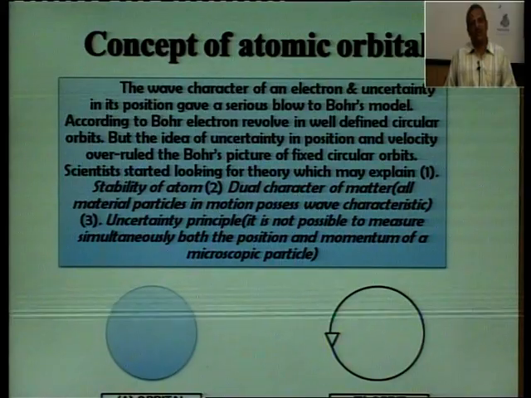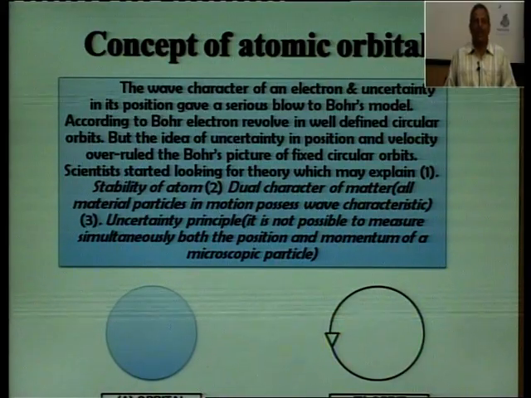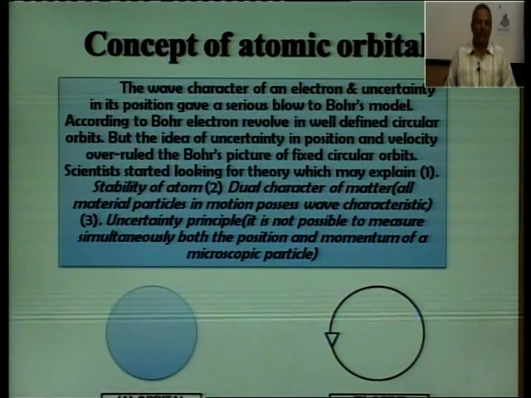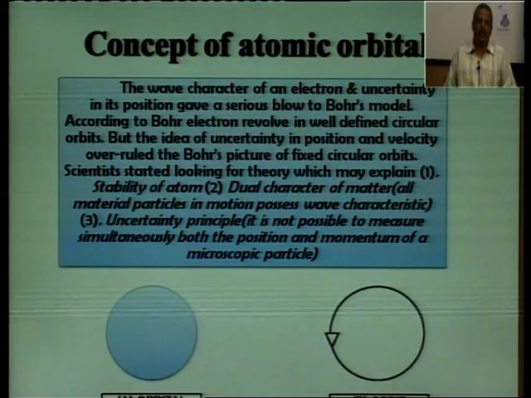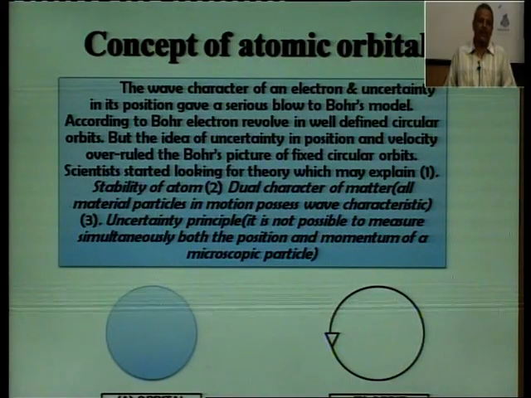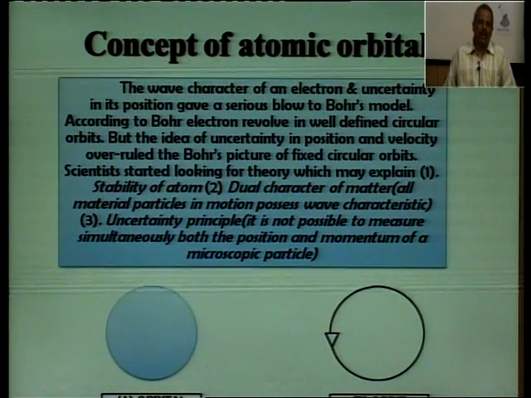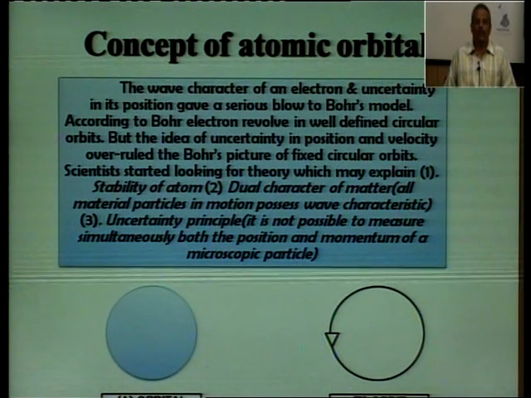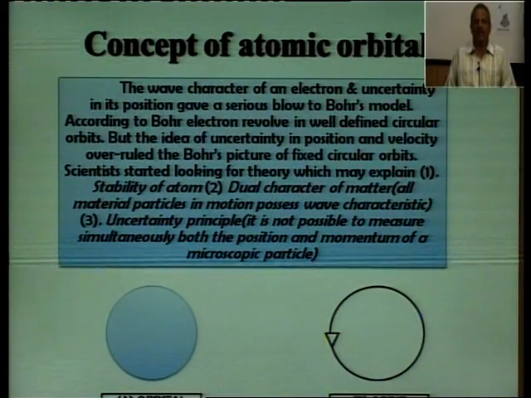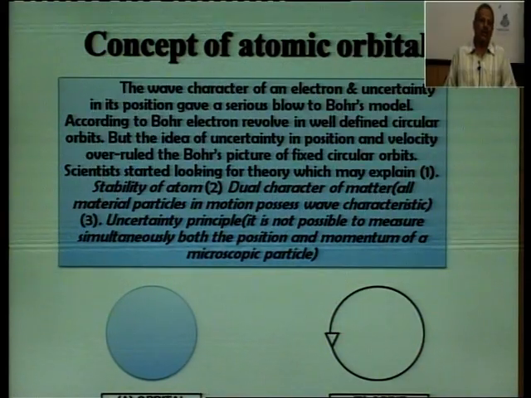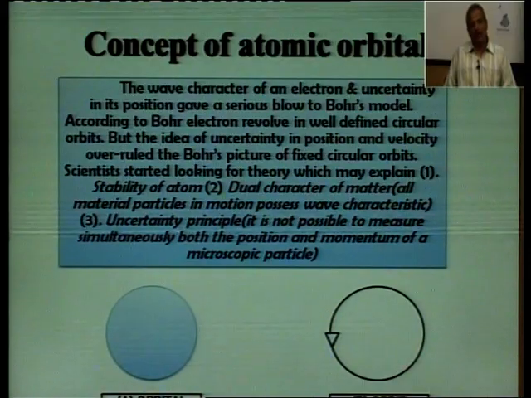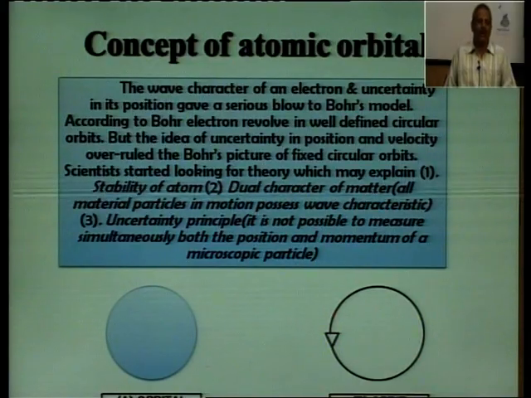Scientists started looking for a theory which may explain the stability of an atom: the dual character of matter. What is the dual character? All material particles in motion possess wave character. So, the electrons have wavelength character, and they also have particle nature.